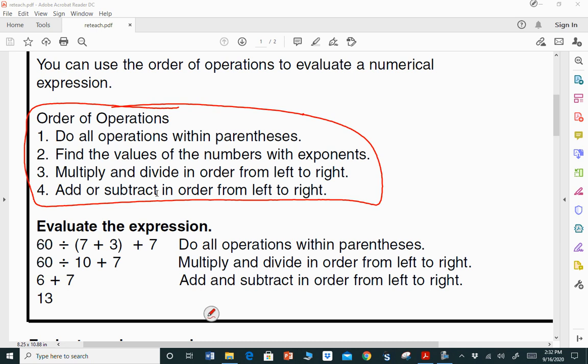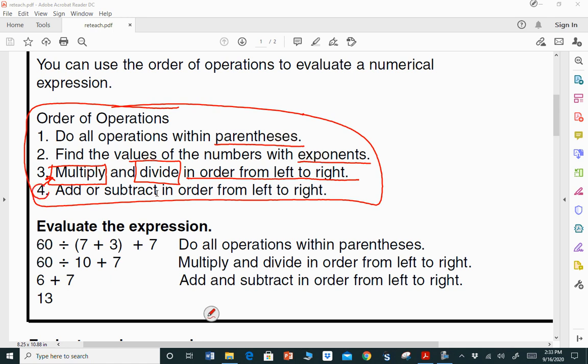I'm going to talk about them for a minute, and then you pause the video to write them all down. So do everything with parentheses first. Then you do everything with exponents. And then multiplication and division in order from left to right. Multiplication does not come before division. You do multiplication and division in the order that they're presented from left to right.